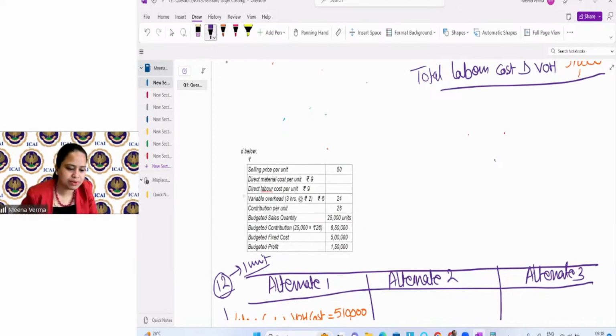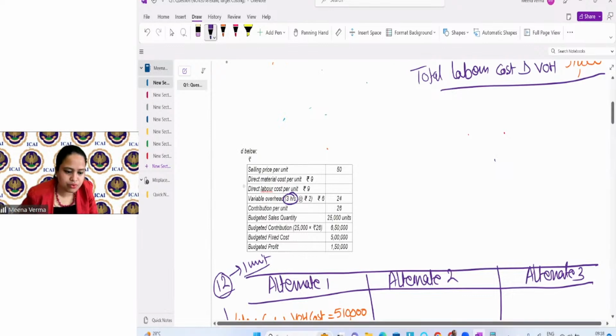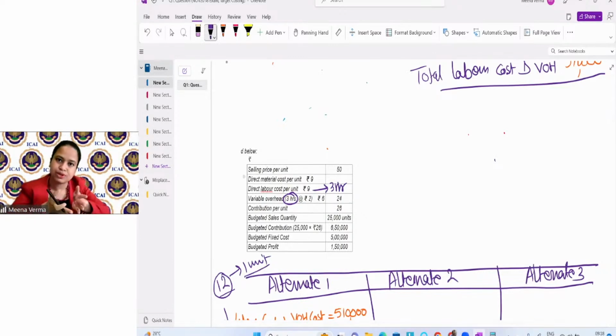Like previously, what happened? 3 hours for variable overhead. So obviously here also the labor is taking 3 hours, because the time period for which the labor will work, accordingly the overhead will be used. The time period for which the labor will work, machine will work, depreciation will be there, electricity will be used, fuel will be used, and accordingly other resources will be used. So here we are assuming that we are making the payment to the labor on the basis of labor hour.